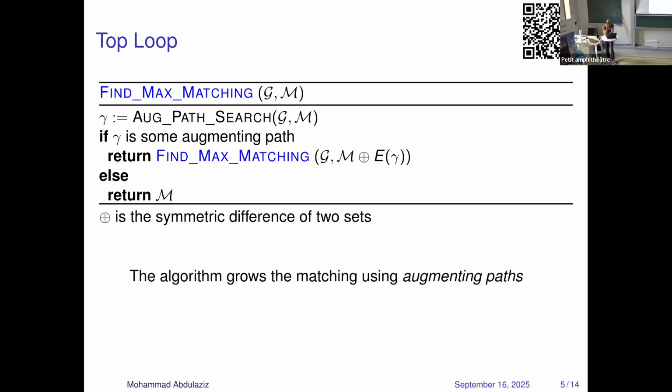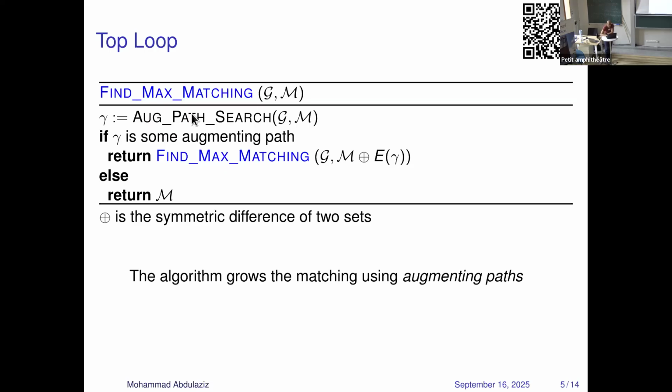So let me take you a little bit through the algorithm without going so much into detail, just to give you a sense of what kind of mathematics is done there. The algorithm goes as follows. You have a top loop that gets a graph and a matching in that graph, and in every iteration it tries to make that matching bigger. How does it do that?